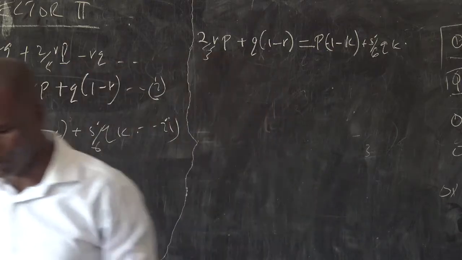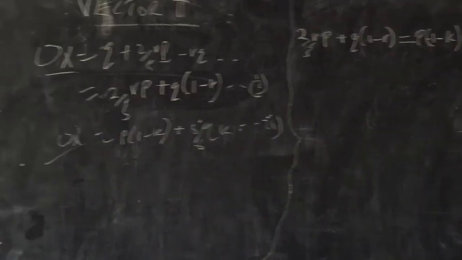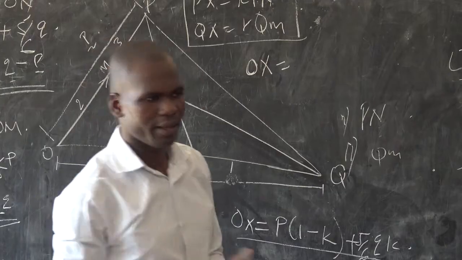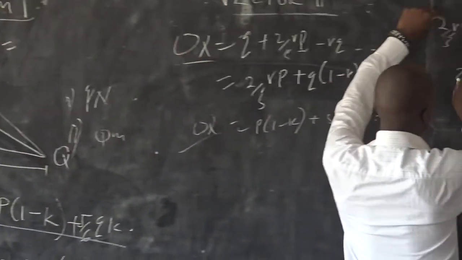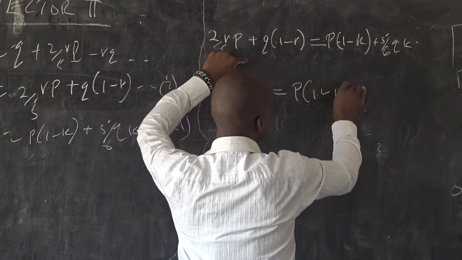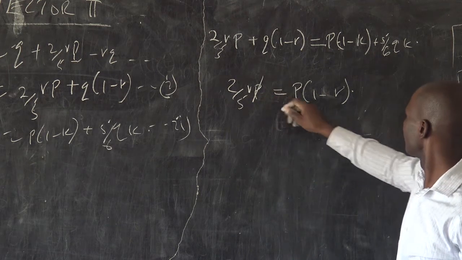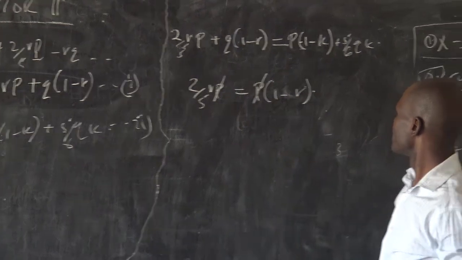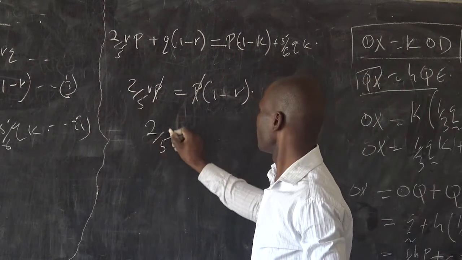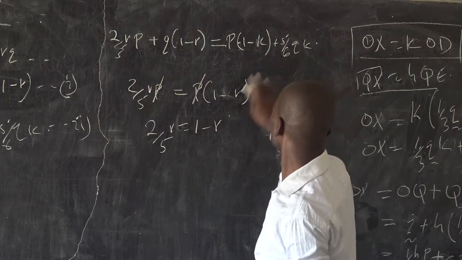And in our earlier example, after equating the two, you again equate the one with the P together, the one with the Q together. So therefore, we have 2 over 5 RP equals P into 1 minus K. P is going to cancel out. We have 2 over 5 R equals 1 minus K. So this is K.